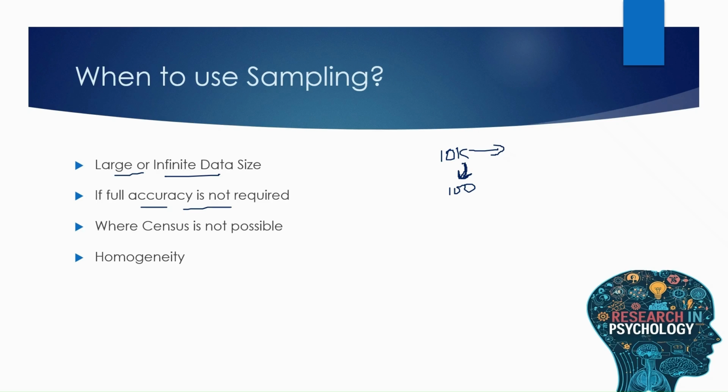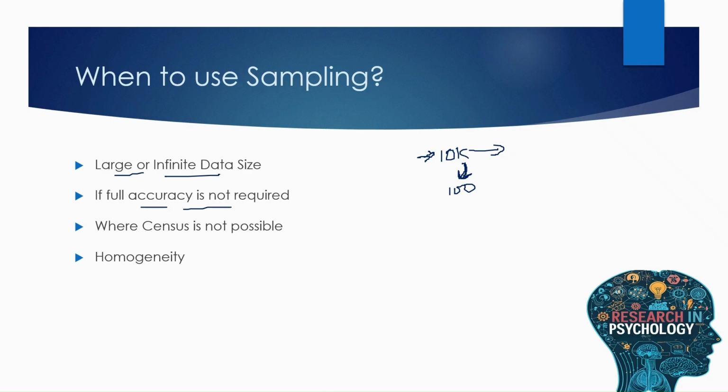Like we just discussed, it allows you to save time, cost, and resources. It lets you go in depth into the study. It's easier for you to perform analysis and manage the whole data. So you can decide what you want. If you want full accuracy, then you have to go with the census method, where you have to interview each and every individual in the population. But if you have that flexibility, if you don't need exact accuracy, in that case you can use sampling.